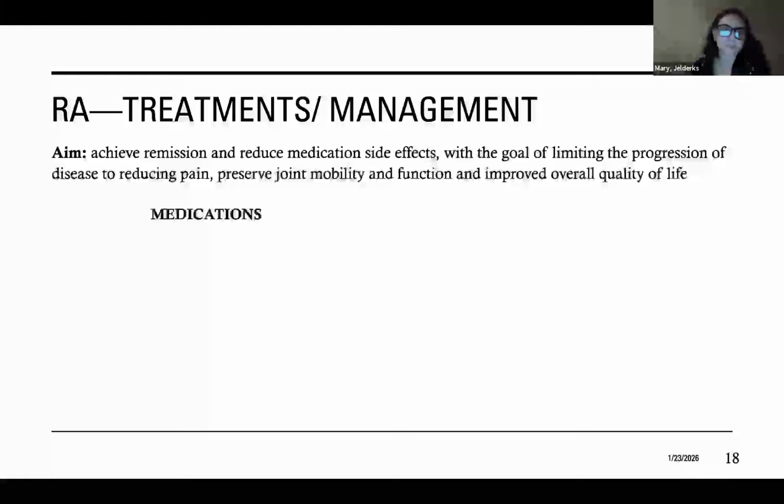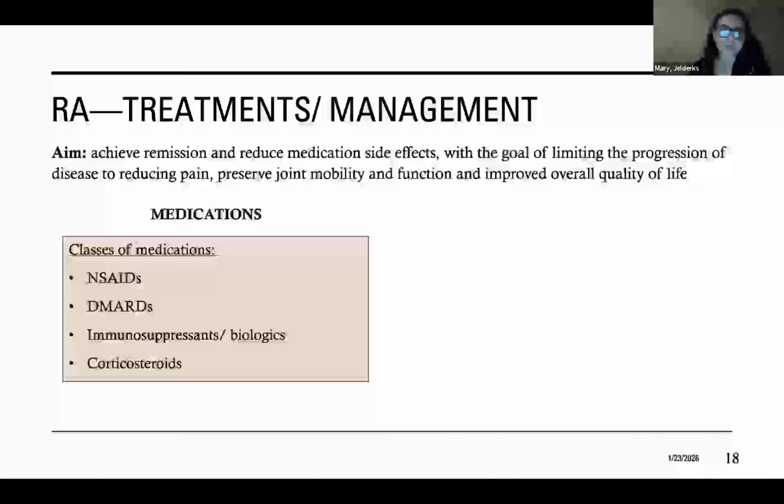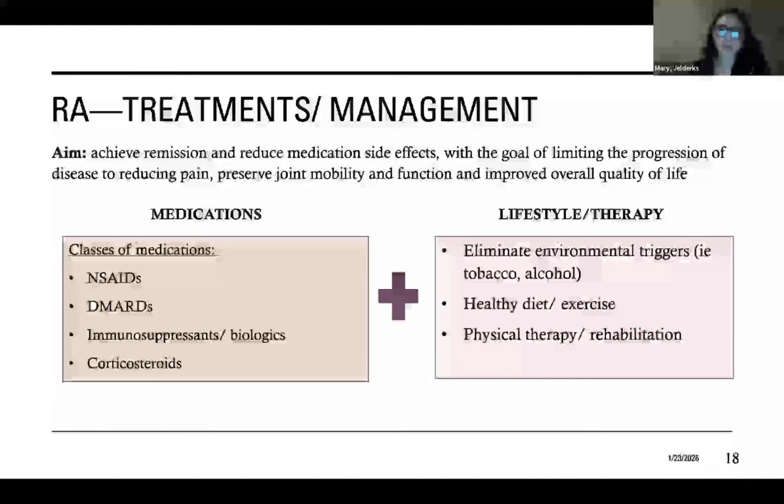How do we do that? There's medications and different classes of medications, which I'm going to go into the next slide here. I've just listed them out. There's NSAIDs, non-steroidal anti-inflammatories, DMARDs, these are disease-modifying anti-rheumatic agents, and immunosuppressants or biologic, and steroids. And we use that in conjunction with our lifestyle and therapy options, right?